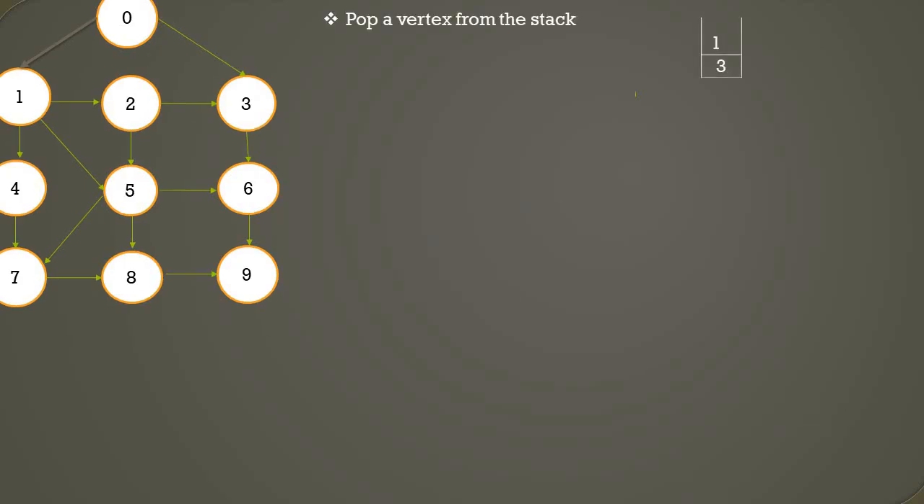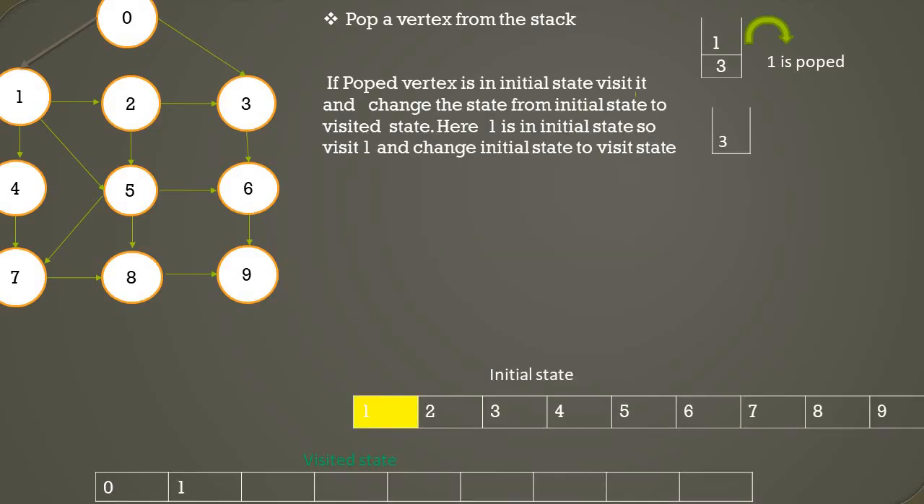Pop a vertex from the stack, 1 and 3. 1 is popped, remaining 3. If the popped vertex is in the initial state, visit it and change the state from initial state to visited state. Here 1 is in the initial state, so visit 1 and change the initial state to the visited state.